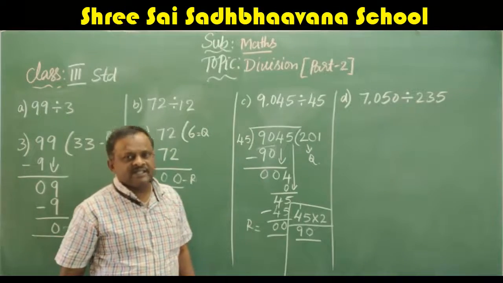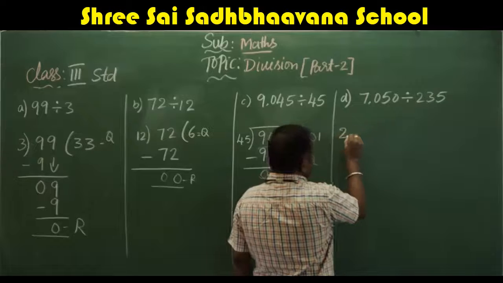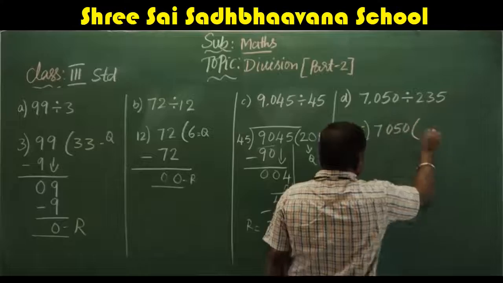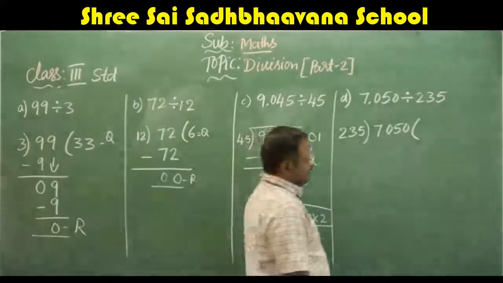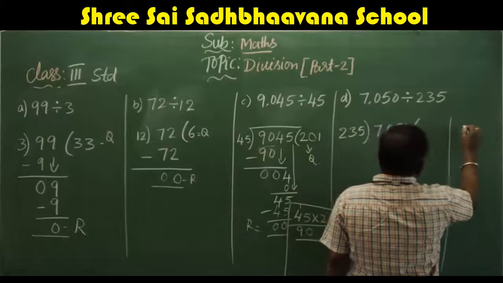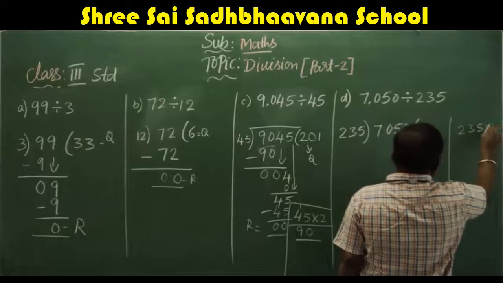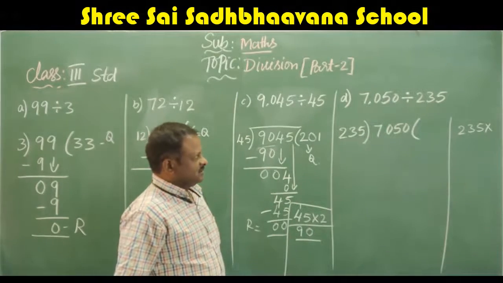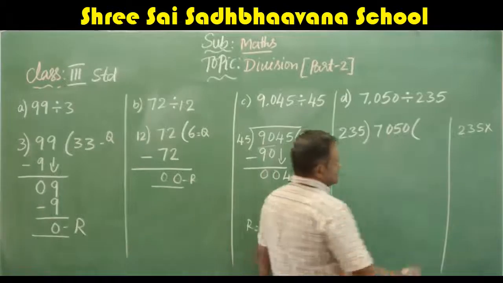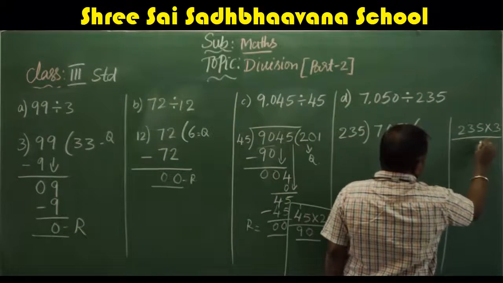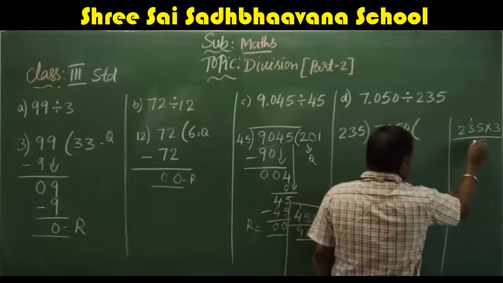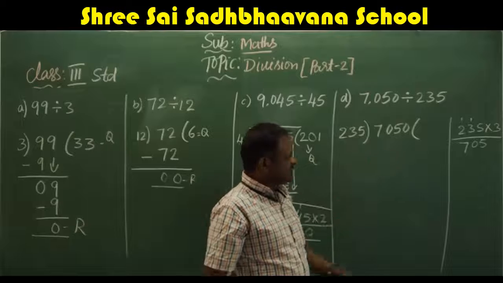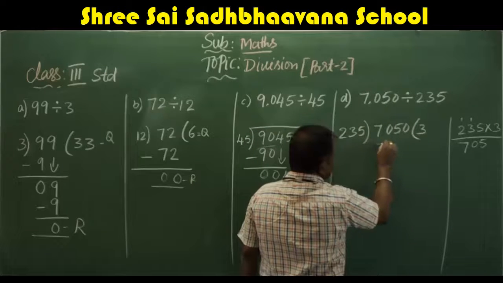7050 divided by 235. So from 235 you divide 7050. I will write here multiplication. So 235 into, how many times will it go? We will check 3 times. 3 fives are 15, carry 1. 3 threes are 9 plus 1, 10, carry 1. 3 twos are 6 plus 1, 7. Yes, 705 it will come. So 235 threes are 705.